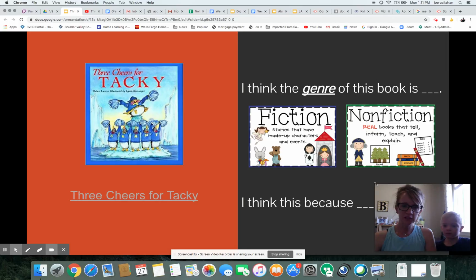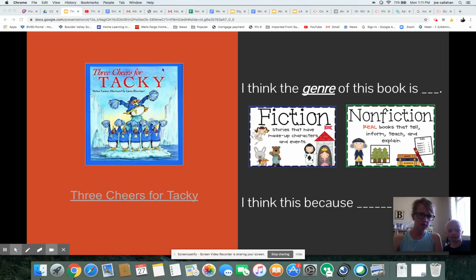Cody, by looking at the cover of this book that you can see right here, what genre do you think this book might be? I think this nonsense because the penguins might talk. Yeah, nonsense or nonfiction? Nonfiction, but nonsense makes sense too, because penguins don't talk in real life, do they, readers? Well, let's read to see if Cody is correct. Usually, in fiction text, when animals talk, it's made up and pretend. So let's read to find out today.